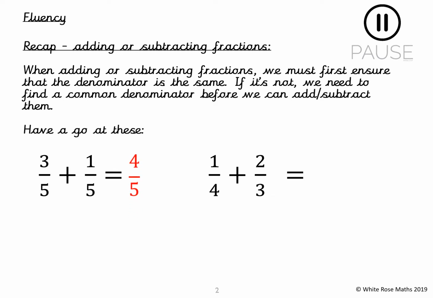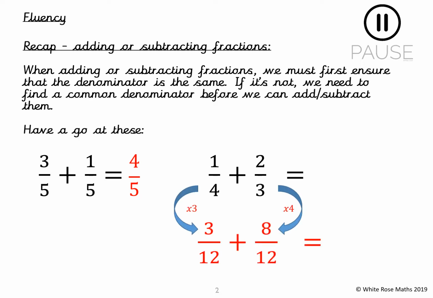Okay, so the first one, like I said, is quite straightforward because the denominator is already the same. So 3/5 add 1/5, we keep the fifths the same, and we add the numerators. 3 add 1, which is 4. And the second one, we've got 1/4 add 2/3. On this one, we have got different denominators. One of the easiest ways to find a common denominator is to multiply them both together. So 4 times 3 is 12. So your new denominator becomes 12.